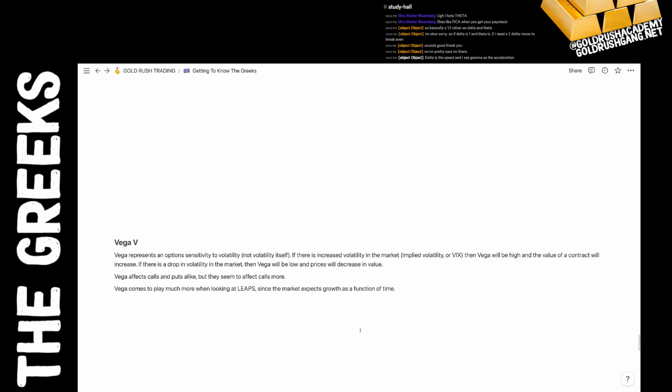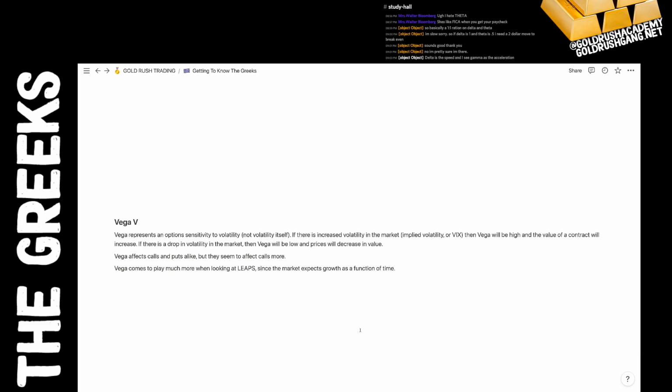The next one is the Vega. Vega represents an option's sensitivity to volatility. It's not the option's volatility itself. It's not like IV. That's different. It's the sensitivity to volatility.